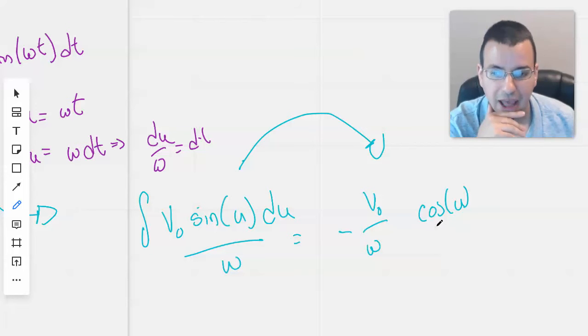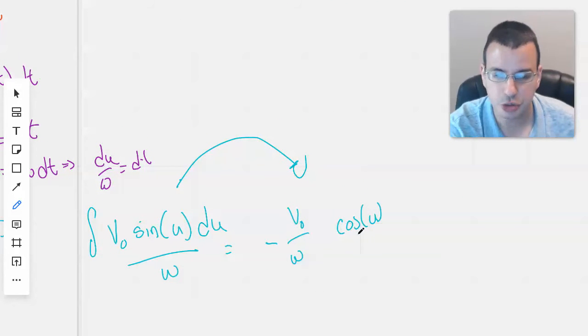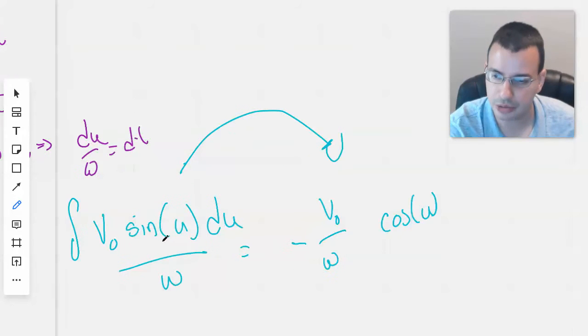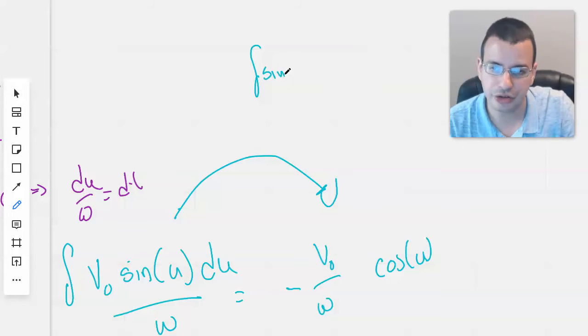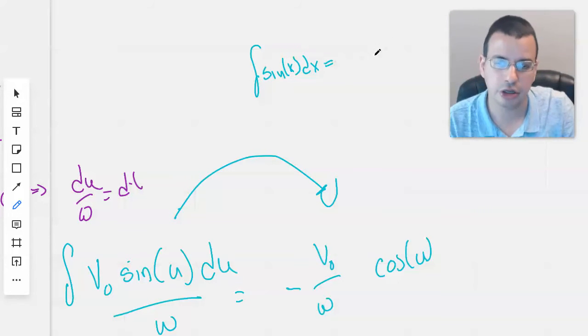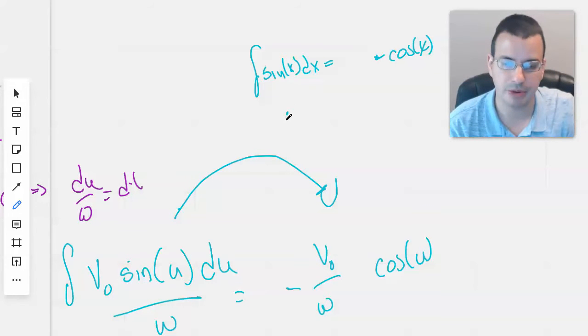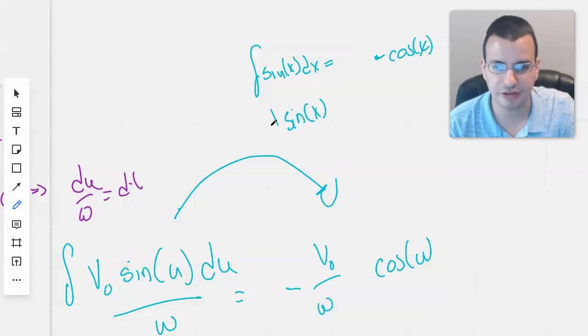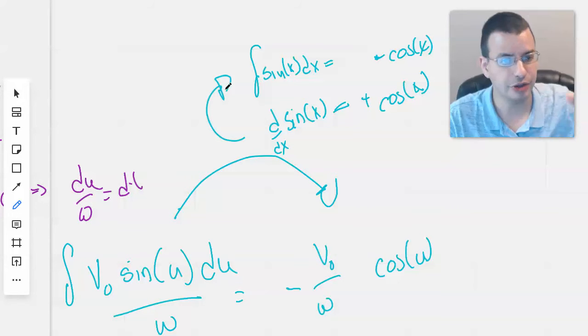The way to figure this out would be if we took the derivative of cosine, we should get the opposite sign, so that would be true. Long story short, the integral of sine of x dx goes to negative cosine x. You can just memorize that. What I do is I memorize that the derivative of sine of x goes to the same sign of cosine of x. Then I remember that the integral is the opposite.